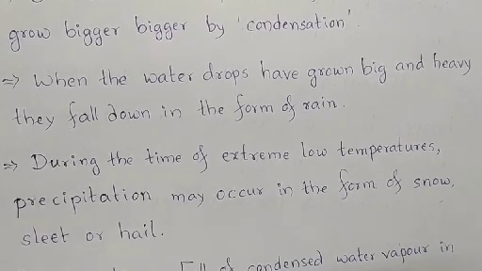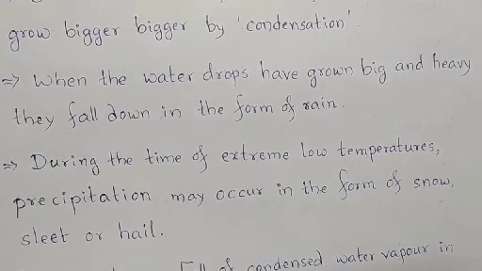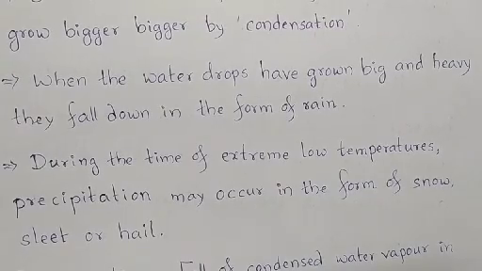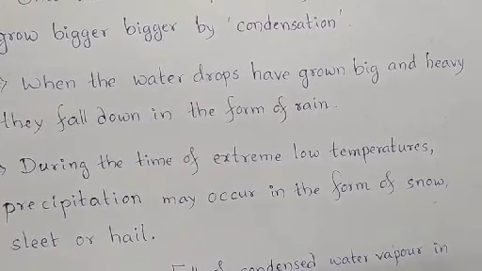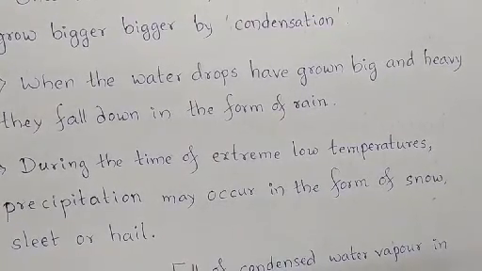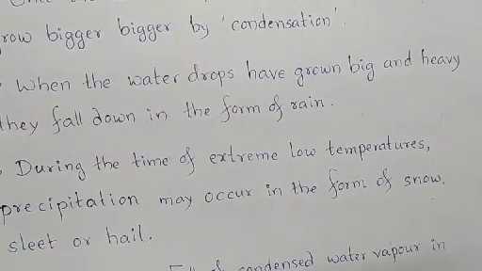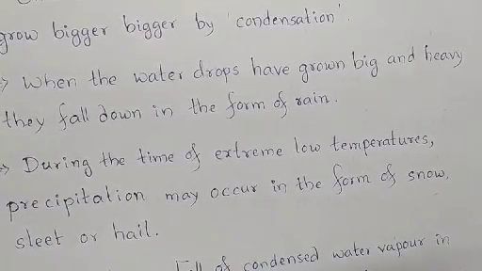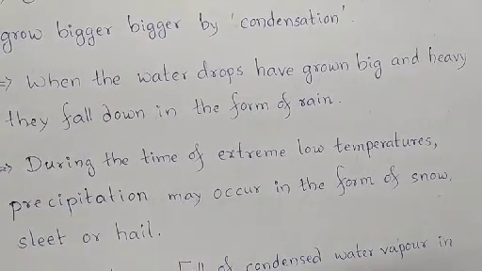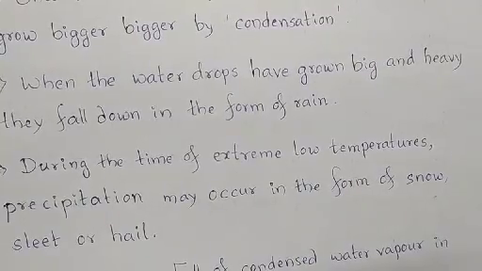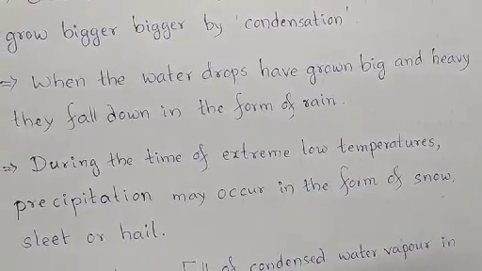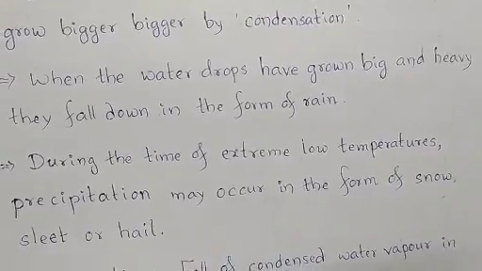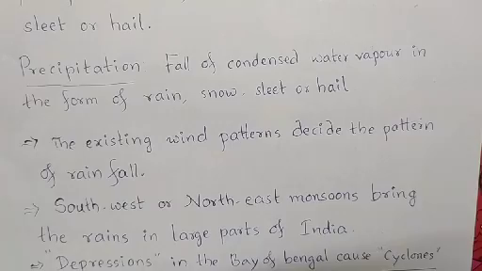Snow we all know, right? It's not like water, but ice itself, like dust particles, that keeps falling. That is snow. Sleet is a mixture of snow and water both. Hail: ice pellets sometimes fall down, and that is hail. We call them hailstones. So in extreme low temperatures, all these types of phenomena take place.